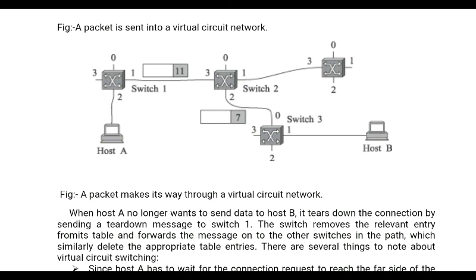Switch 2, when it receives this tear down connection, deletes this entry and forwards it to switch 3. It is going to delete that entry in the forwarding table and that information will be sent to host B. So then they are going to tear down the connection. So 3 stages are there. First you establish the connection, then transfer the data, then you tear down the connection. So this is what you are going to do in the virtual circuit.